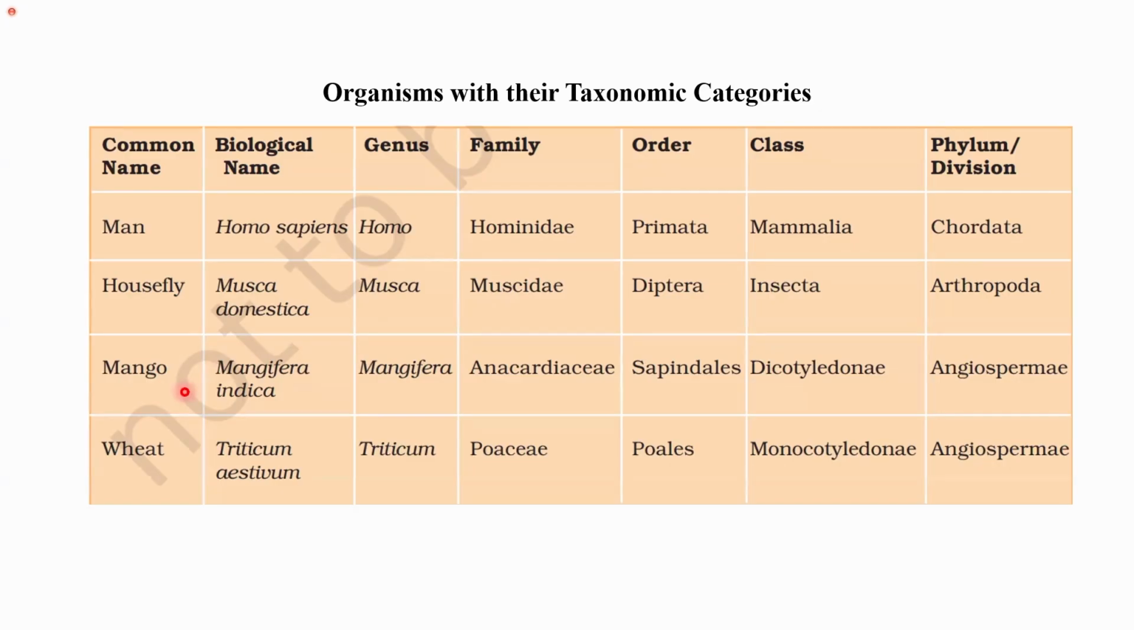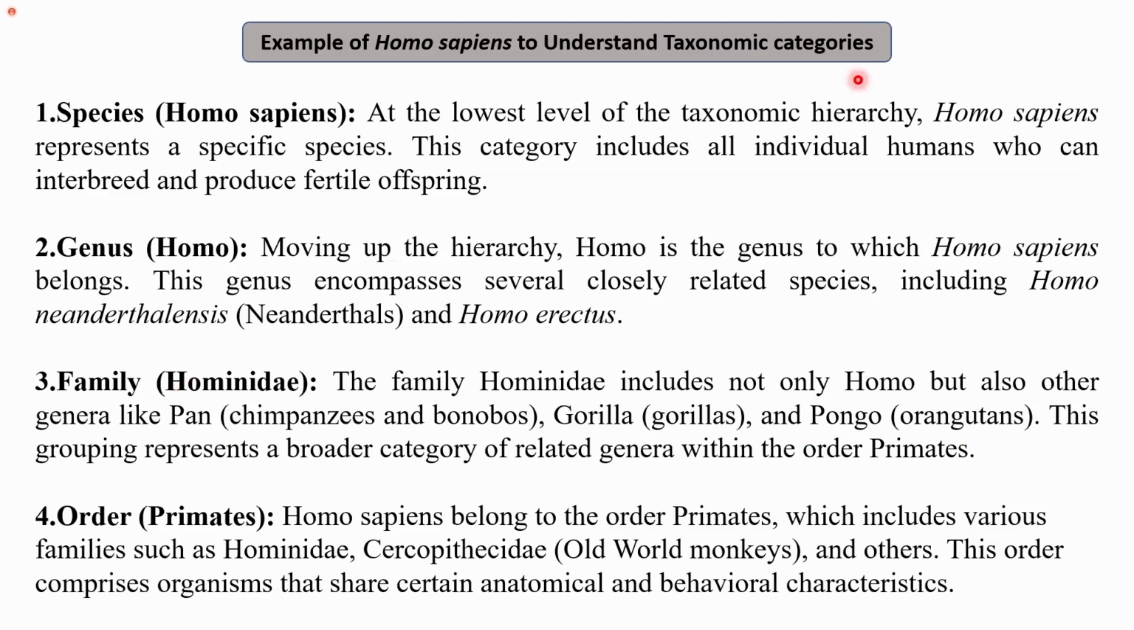I have used the example of Homo sapiens to make you understand the taxonomic categories in a better way. Species Homo sapiens is at the lowest level of the taxonomic hierarchy and represents a specific species. This category includes all individual humans who can interbreed and produce fertile offspring. At the species level, we even use reproductive ability as part of the classification, where individuals of the same species can interbreed and produce fertile offspring.